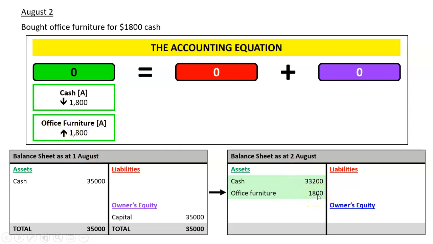So that'll go there. And that's everything that happened. So we can just total that up. Put capital in as it was, didn't change. Total, and we all balance.